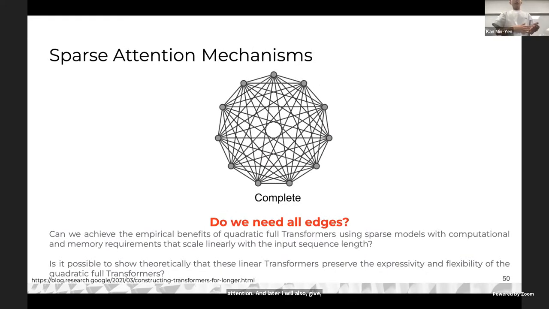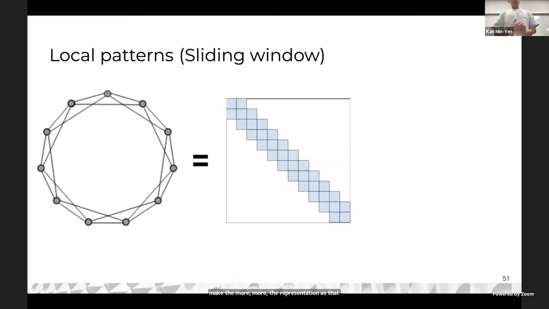If we consider full self-attention as a complete graph, a natural question appears: do we need all these edges? Can we remove some edges so that we can make it compute faster, while trying to keep the model's representation as expressive as possible? Yes. One way to do this is to calculate local attention.